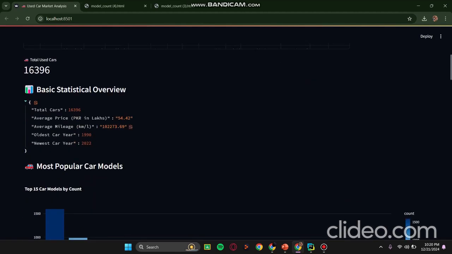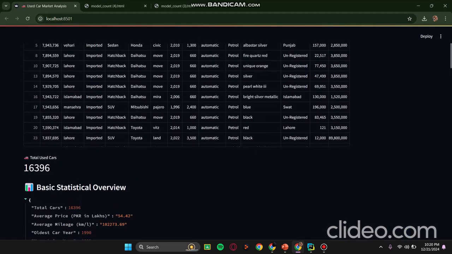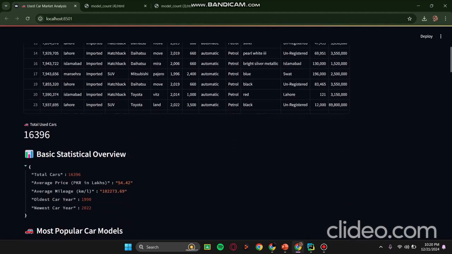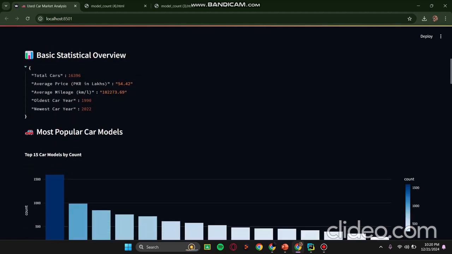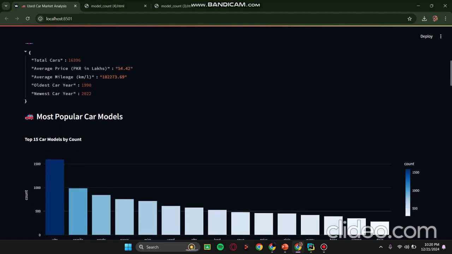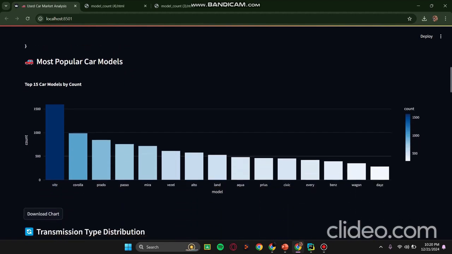Nextly, we have total cars used in our dataset. So this is the clean dataset. The total cars used would be 16,396. We have a basic statistical overview for the total cars that we have used. The average price is around 54 lakhs and the average mileage is about 1 lakh 22,073. The oldest car year was around 1990 and the newest car year is 2022.